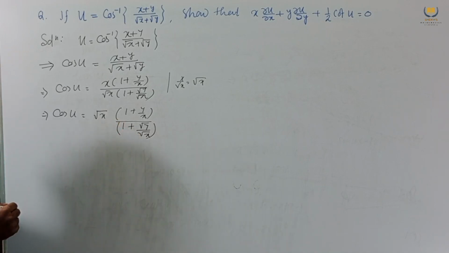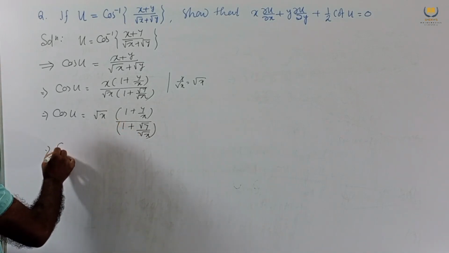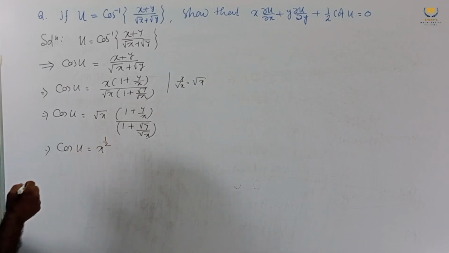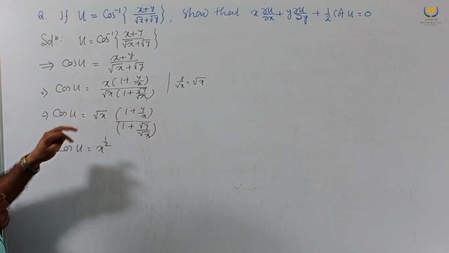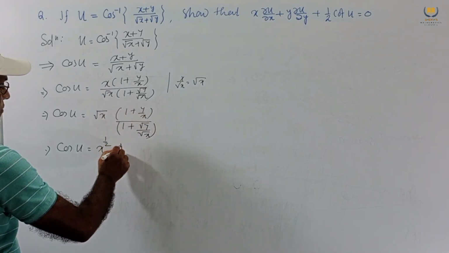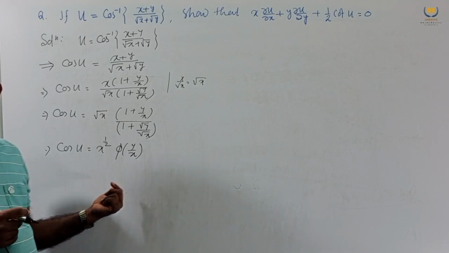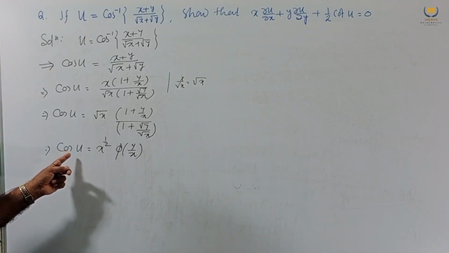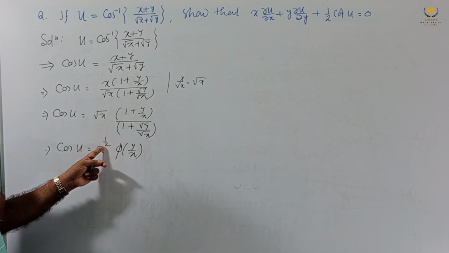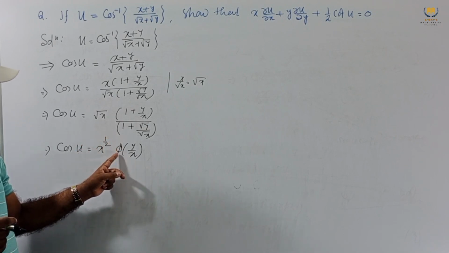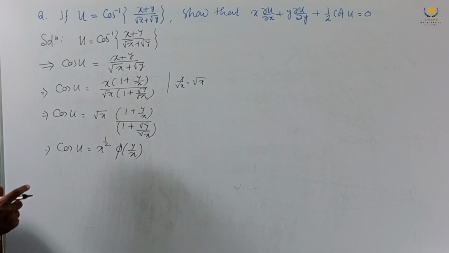And this can be written as x to the power half, since root means power half, and this whole you can write as phi of y by x. So what we get? Cos u is a homogeneous function of degree 1 by 2. This is x to the power something times phi of y by x. This is a homogeneous function.